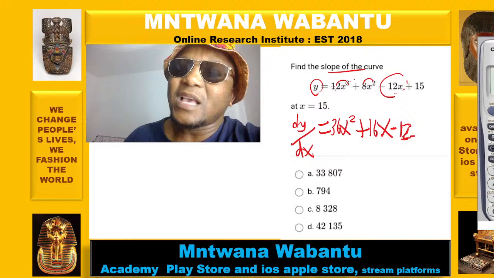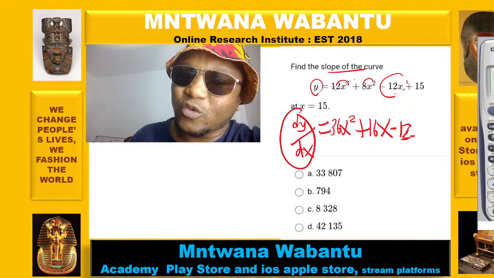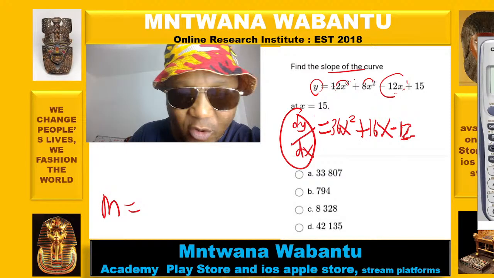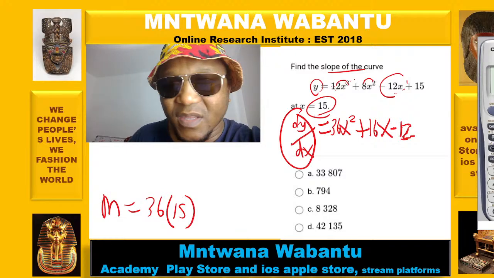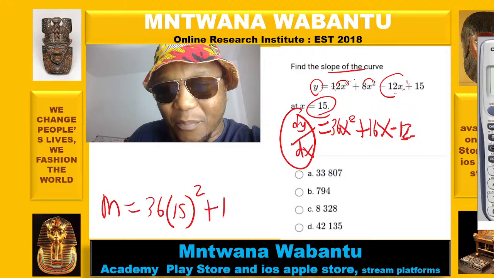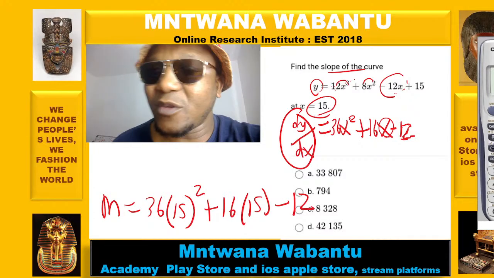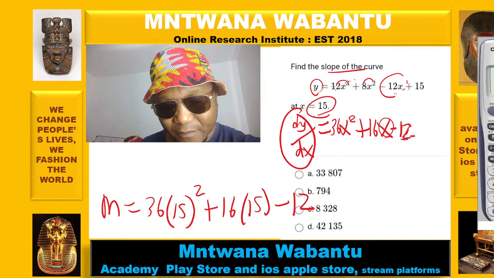So the next thing here, this is going to be our slope because the first derivative means slope, but they say x equal to 15. So my slope, dy/dx, equals 36 times the value of x, which is 15, squared, plus 16 times the value of x again, 15, minus 12. And you can plug that into the calculator.